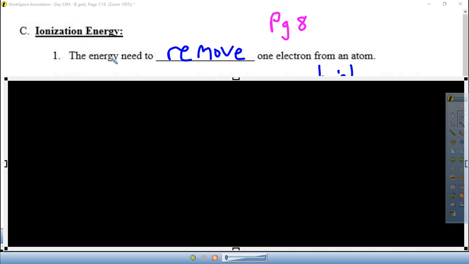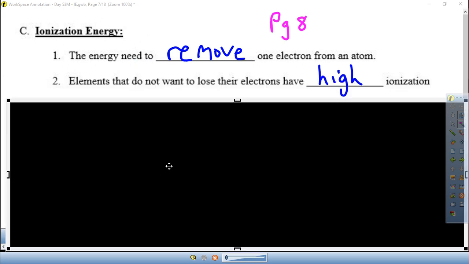Ionization energy. Ionization energy is the energy needed to remove 1 electron from an atom. And I actually changed that for your notes. This is a shot from a couple years ago. I'm like, that word need, I need to fix that. So the energy required, even a fancier word, energy required to remove 1 electron from an atom.